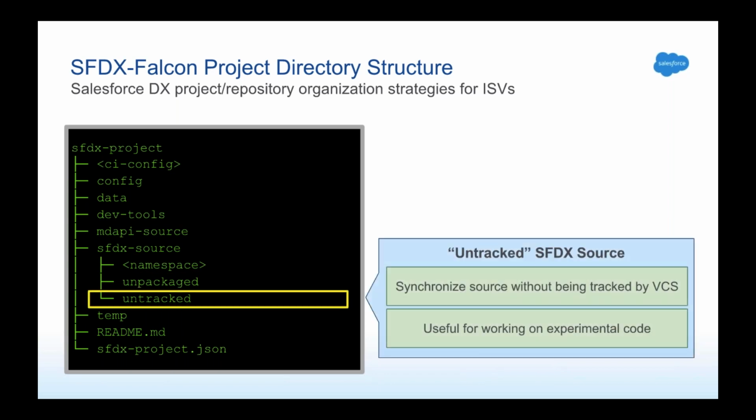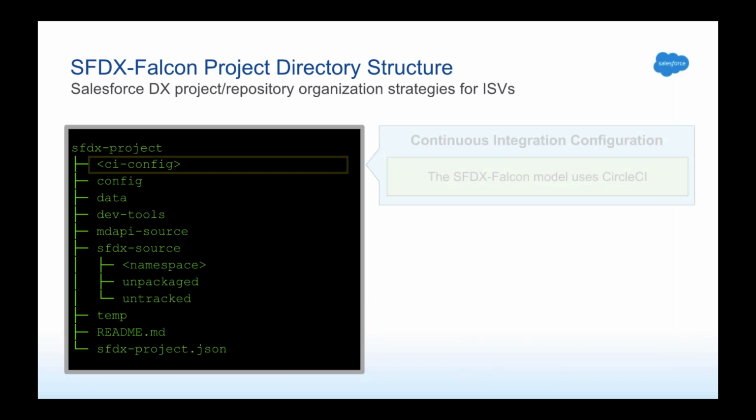Then we've got untracked. This is a place where you can put metadata that you want synchronized with a Scratch org, but that you as an individual developer don't want getting committed to the VCS. It's basically a good place to work on experimental code.